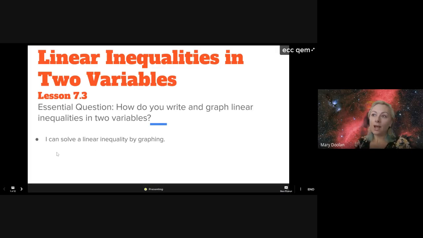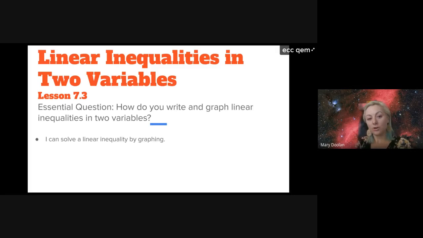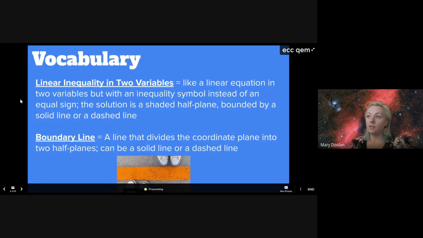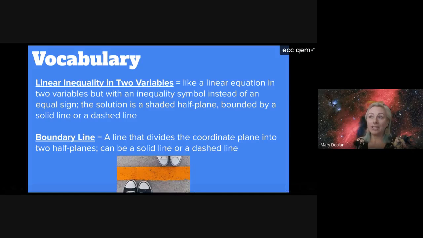And so graphing a linear inequality, we're going to see some similarities to graphing equations, but there are a little bit of differences. So some vocabulary you want to know for today: linear inequality in two variables. That's what we're working with. It's like a linear equation in two variables, but with an inequality symbol instead of an equal sign.